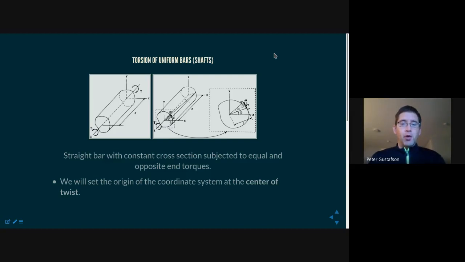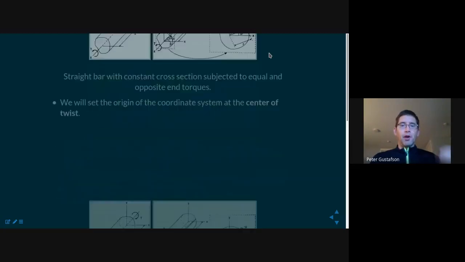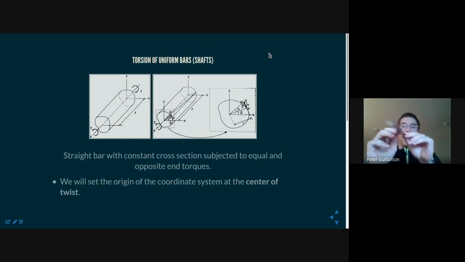Anyway, staring at the screen here, we have a straight bar with a constant cross-section where we're applying equal and opposite torques. So really two figures here, one on the left and one on the right, where we're looking specifically at a cross-section within that beam. Now, before we get into too great a depth on the deformation that occurs in this beam, I'm going to hold up this ruler.